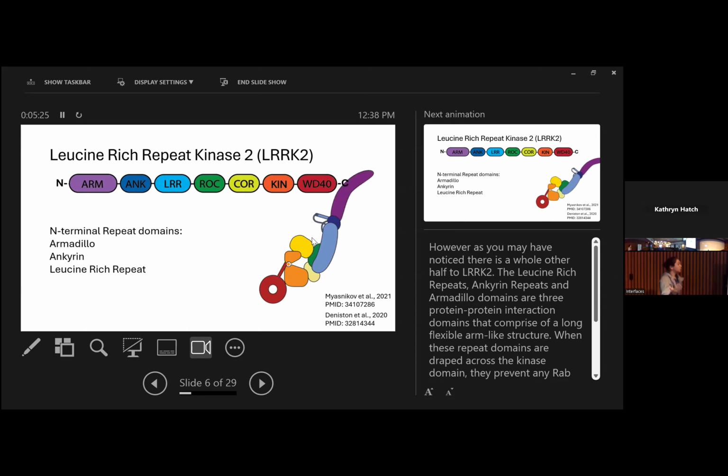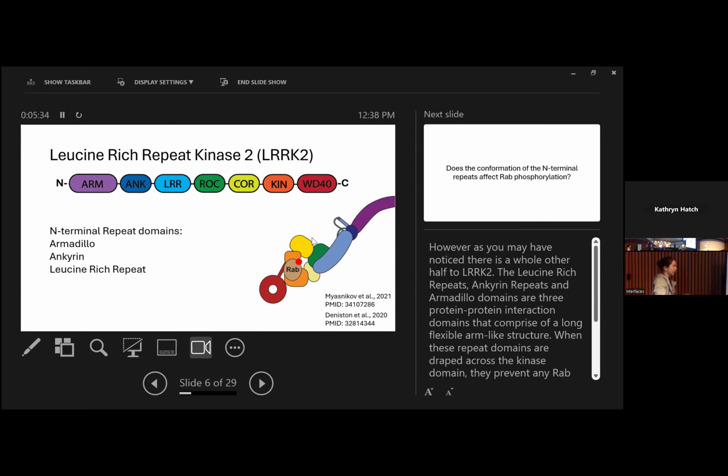So this really flexible arm has to be kind of undocked from where it rests across the kinase domain and open up for RABs to come in and become phosphorylated. And this arm is really flexible. It's not necessarily just in one spot most of the time. In fact, that RCKW part of LRRK2, that structure was solved before the full-length structure because that arm is so flexible. So in cryo-EM, that arm is everywhere, and so it kind of averages out when you're trying to solve the structure with cryo-EM.